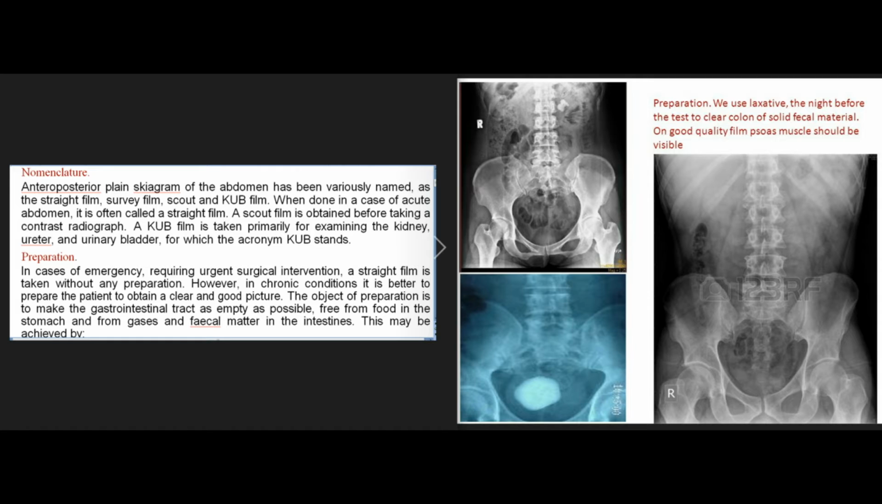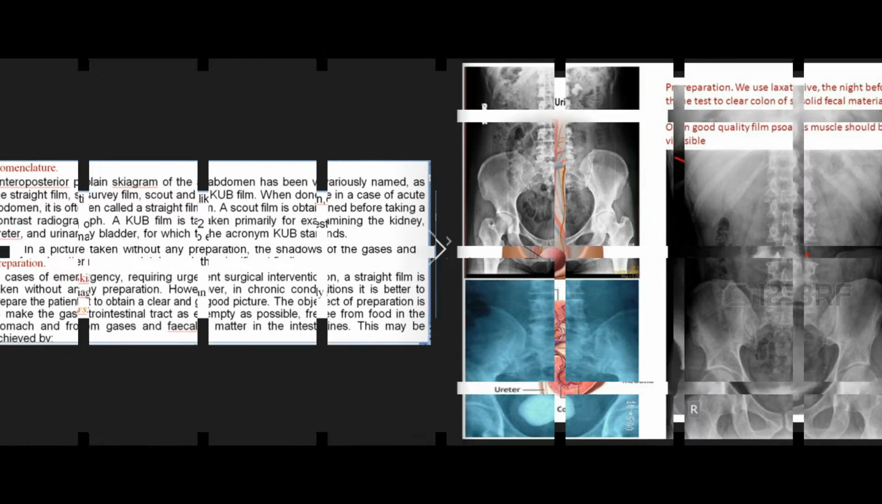Preparation. In cases of emergency, requiring urgent surgical intervention, a straight film is taken without any preparation. However, in chronic conditions it is better to prepare the patient to obtain a clear and good picture. The object of preparation is to make the gastrointestinal tract as empty as possible, free from food in the stomach and from gases and fecal matter in the intestines.